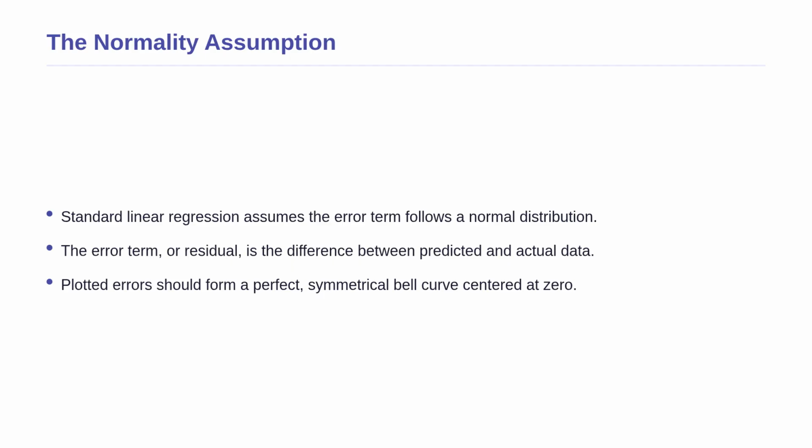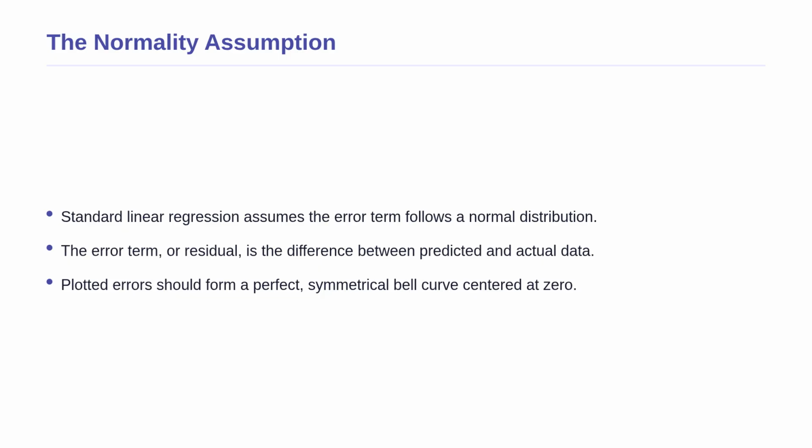Now that we have our grading curve analogy in mind, let us look at how this applies to regression. In a standard linear regression model, we make a core assumption that the error term follows a normal distribution. Why does this matter? Because the error term, which we often call the residual, represents the leftover difference between what our model predicted and the actual real-world data point.